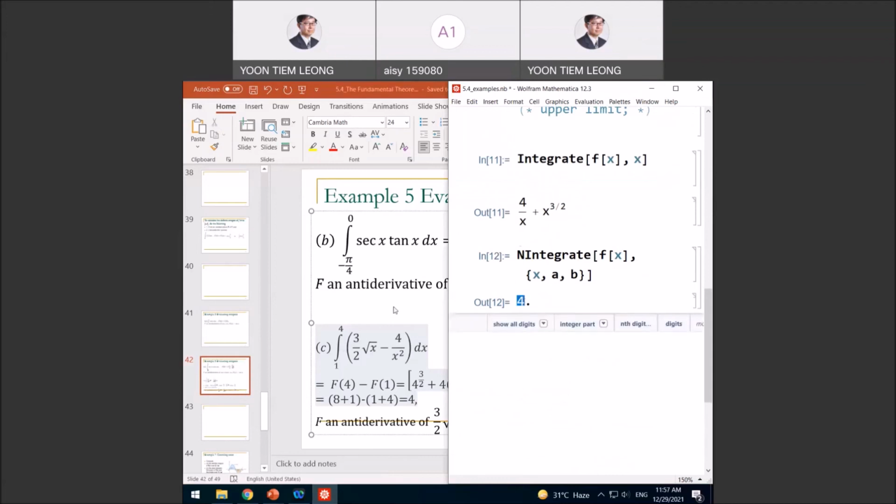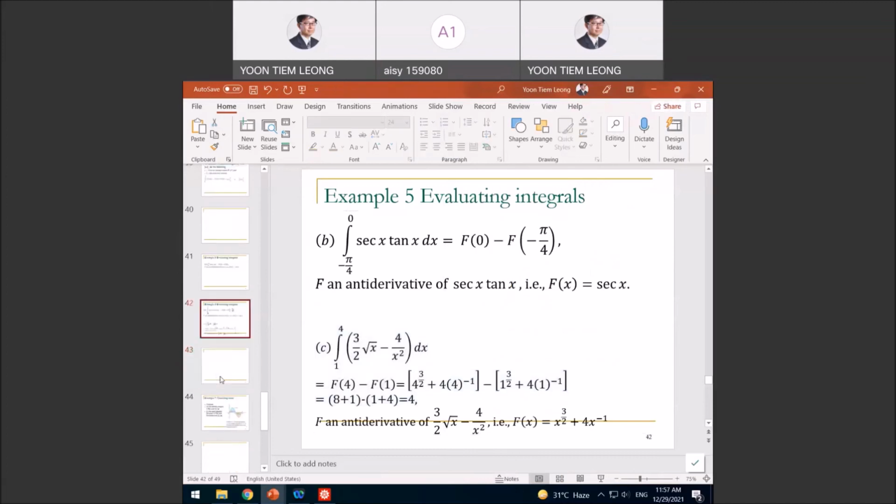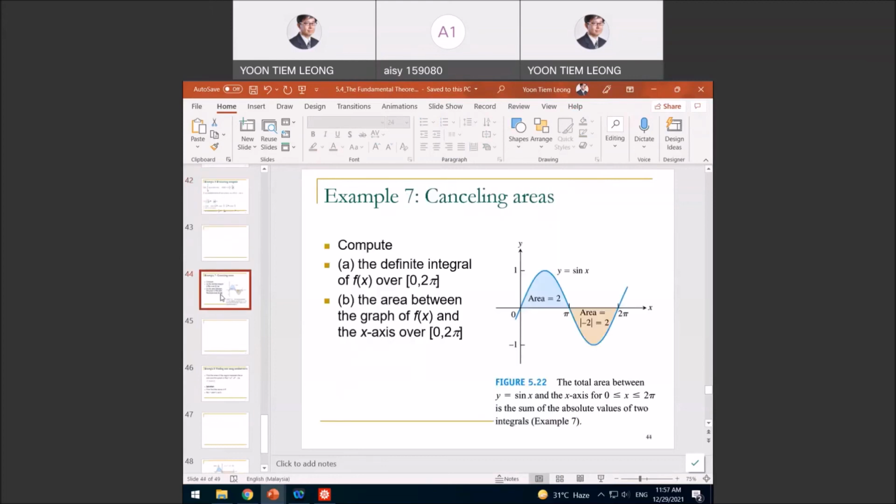So here I have finished demonstrating the applications of the antiderivative using the fundamental theorem of calculus. Then you can also obtain the integration for the functions. Here you are asked what is the area of A and the area of B.